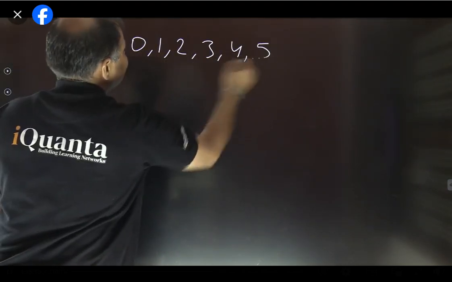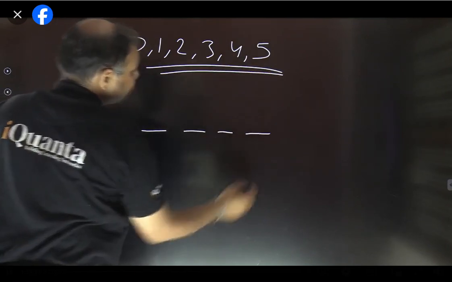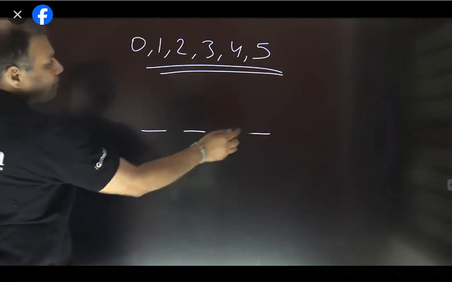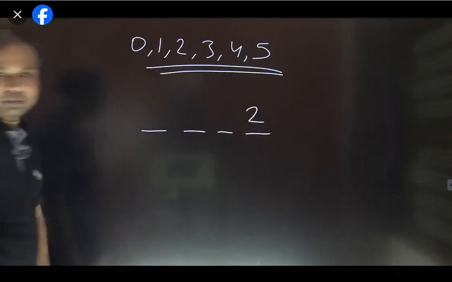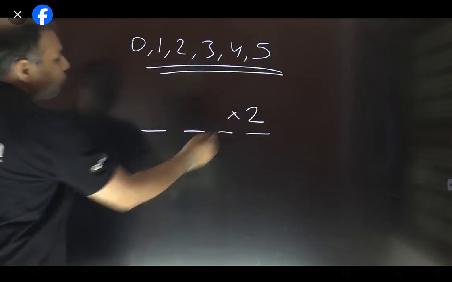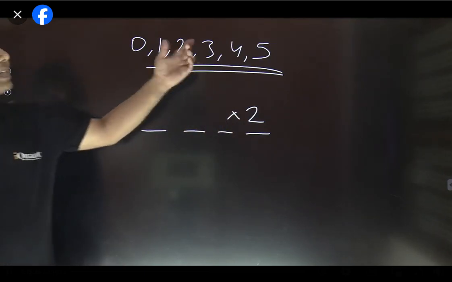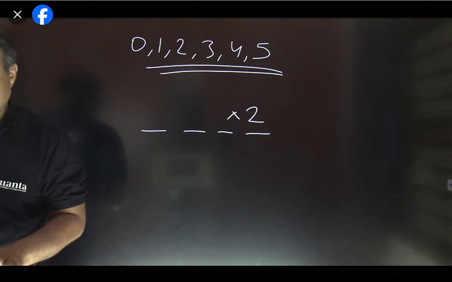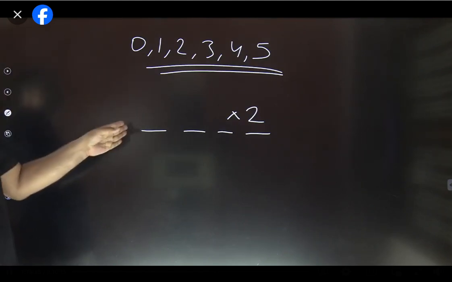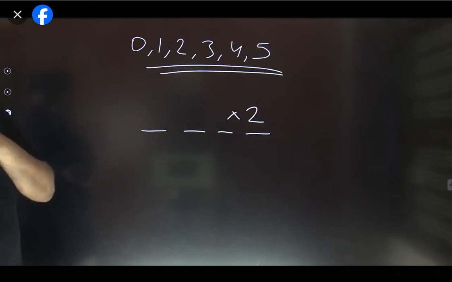Now answer me. 0, 1, 2, 3, 4, 5. These are the 6 digits. We have to make a 4-digit number. And because it should be a multiple of 5, the last place can be filled in 2 ways, 0 or 5. That's true. Okay. If I fill this last place in 2 ways, 1 digit has been used. Now 5 digits are remaining. Can you tell me in how many ways we can fill this first place now?